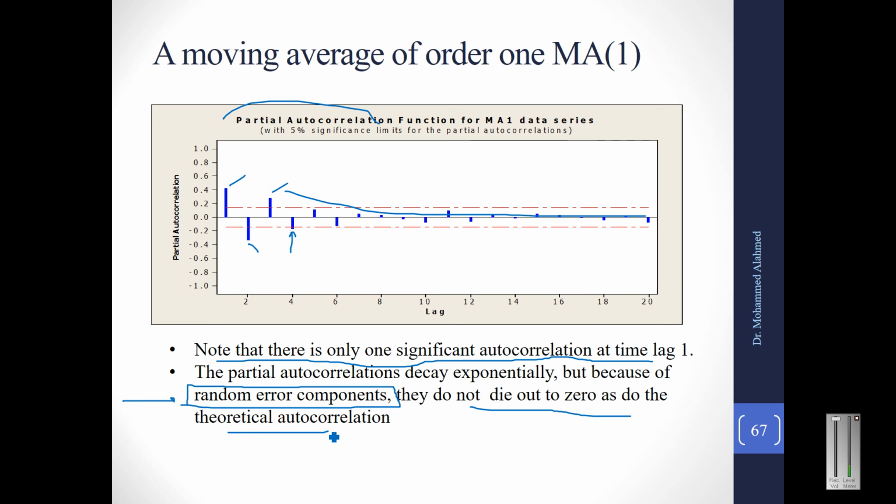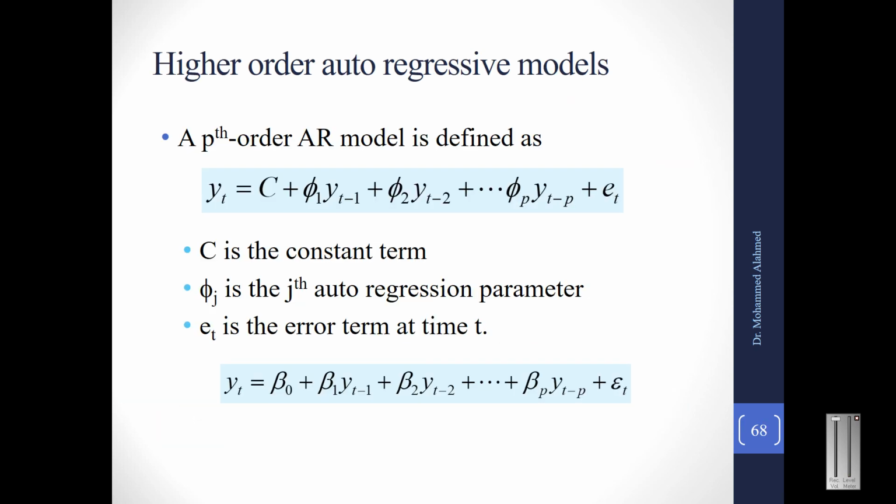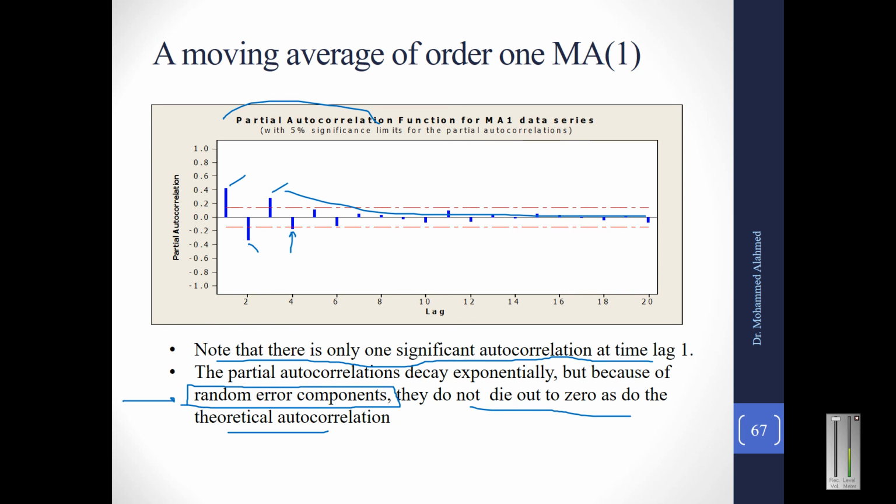So for AR models, you take the value P and focus on the partial autocorrelation. For MA models, you check the autocorrelation function and see how many significant values it has, right? So that's it for the MA1 model in this case.